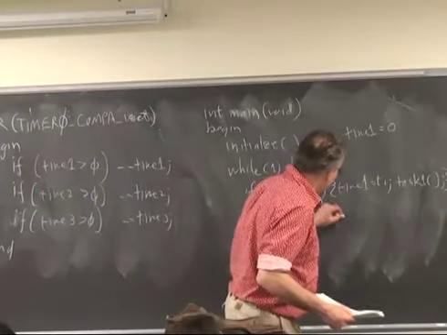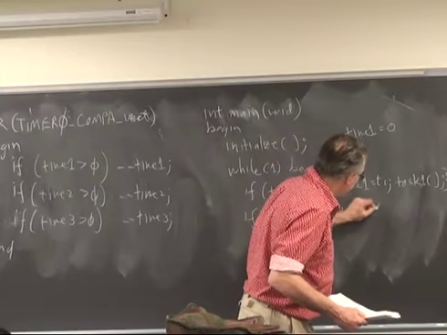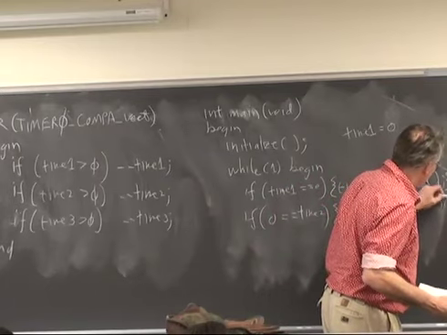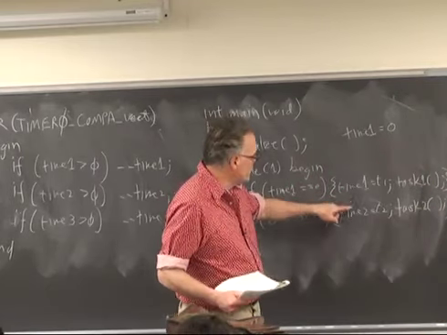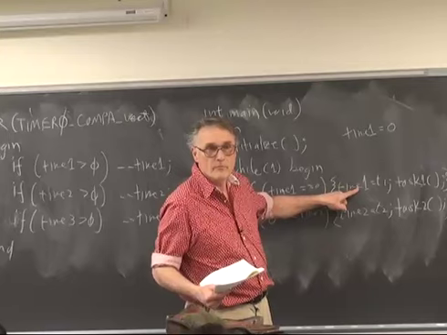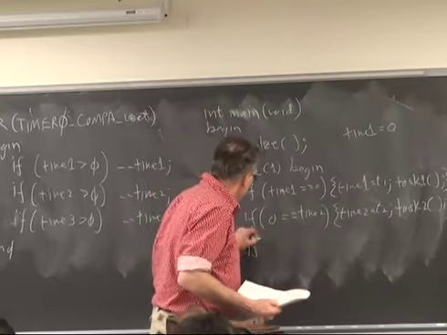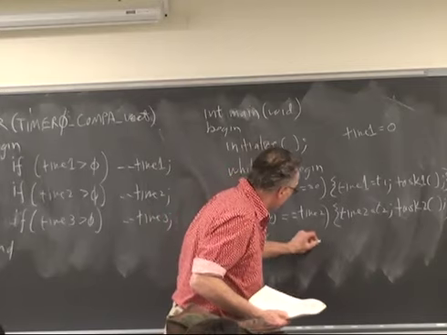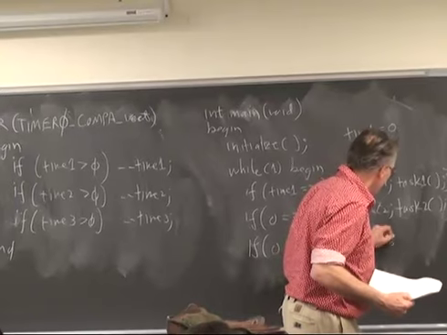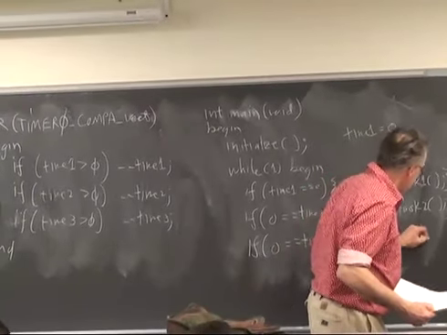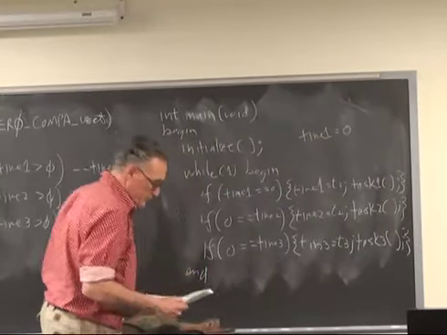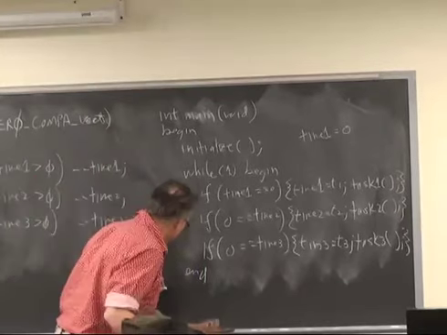So again, we're going to say time 2 equals T2, task 2 bracket. And clearly what this is going to do is reschedule the task for this much time in the future. If 0 equals time 3, then time 3 equals T3, task 3. And then we end the while, and we end main.